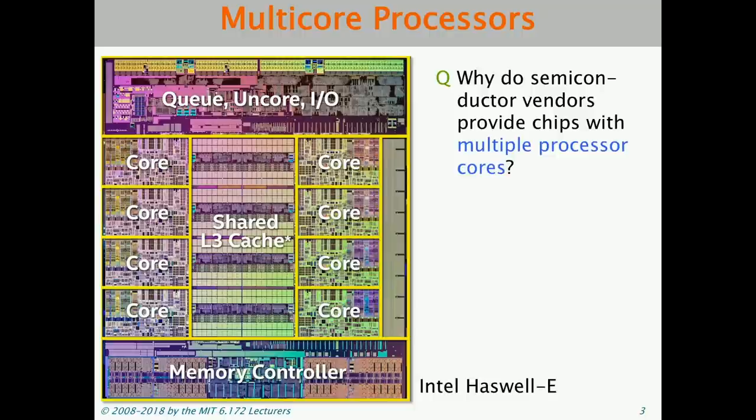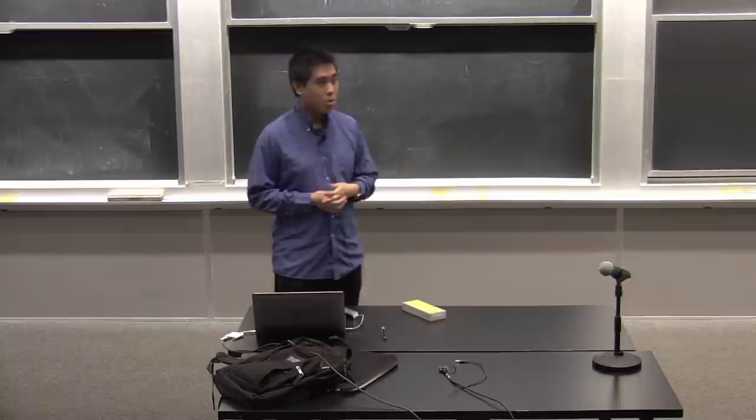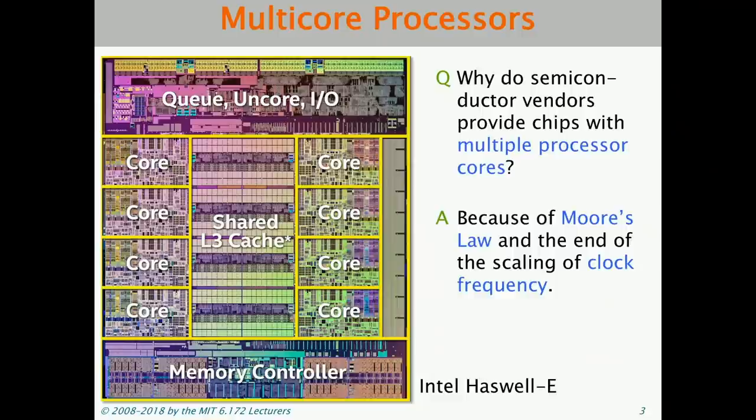But for a very long time, chips only had a single core on them. So why do we have multi-core processors nowadays? Why did semiconductor vendors start producing chips that had multiple processor cores on them? The answer is because of two things. First, there's Moore's law, which says that the number of transistors that you can fit on a chip doubles approximately every 2 years. And secondly, there's the end of scaling of clock frequency. For a very long time, we could just keep increasing the frequency of the single core on the chip, but at around 2004 to 2005, that was no longer the case. We couldn't scale the clock frequency anymore.